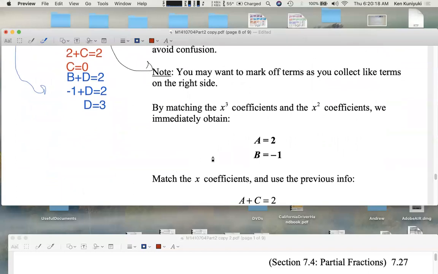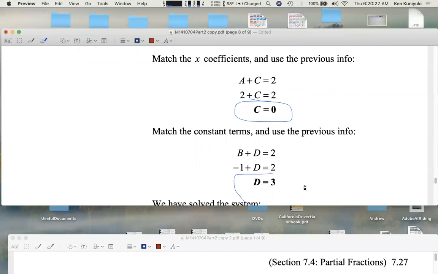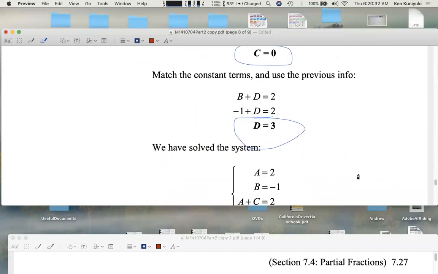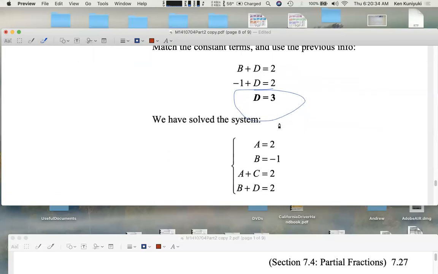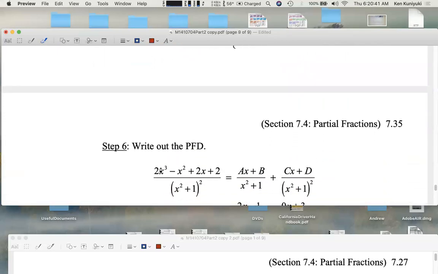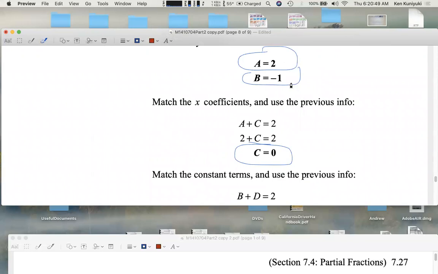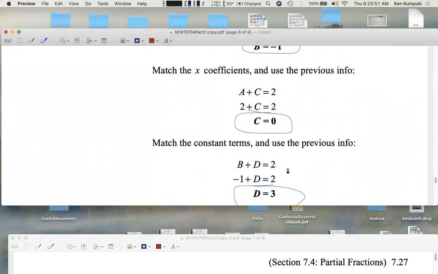All right. A equals 2, B equals -1, C equals 0, and D equals 3. We're not done yet. Plug in. Here's the system we are solving, but it's a very sparse system. This big ugly guy here is the PFD form, and remember, we got A equals 2, B equals -1, C equals 0, D equals 3.